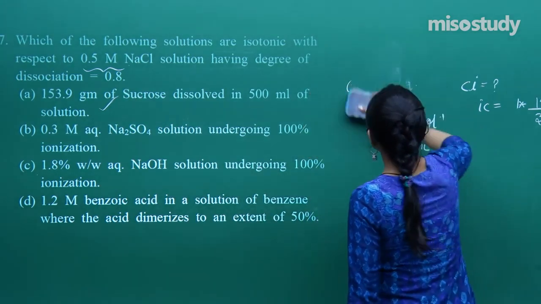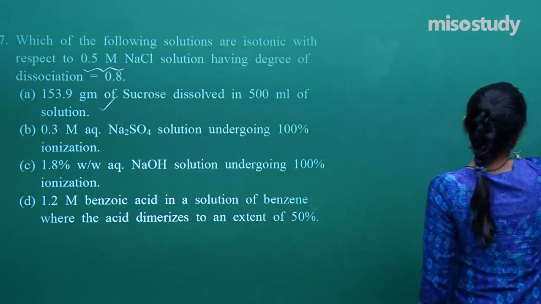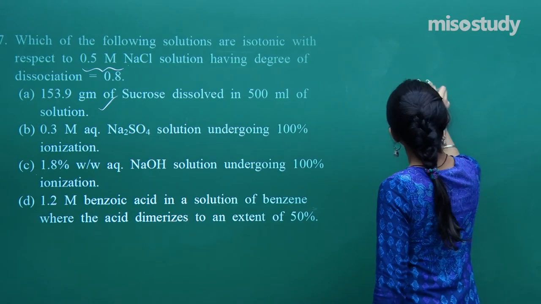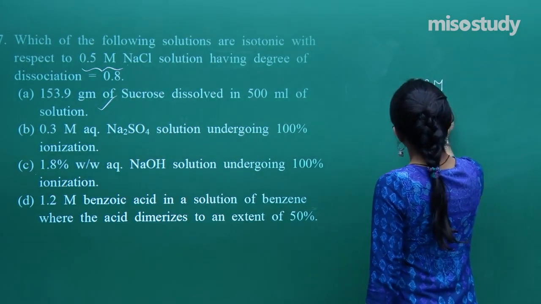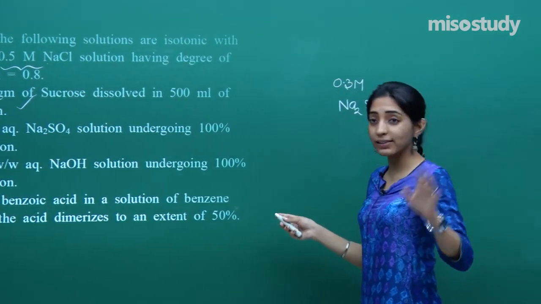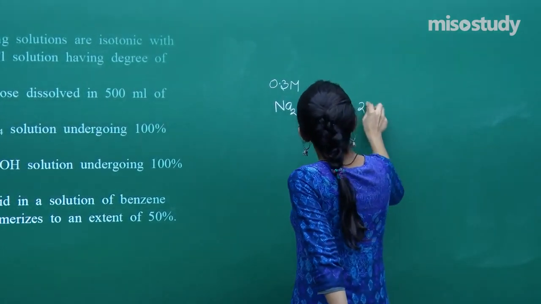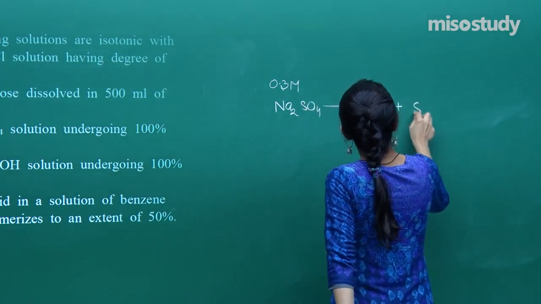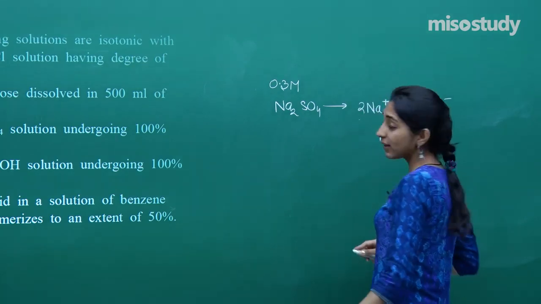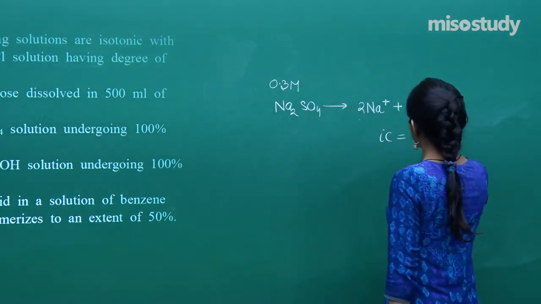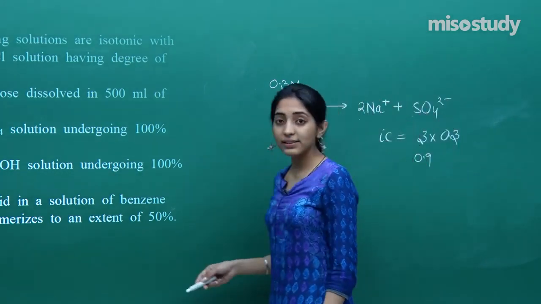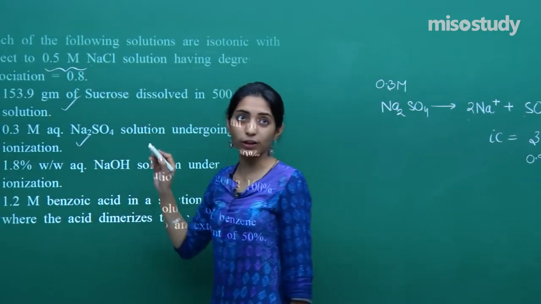The second part says 0.3 molar Na2SO4 undergoing 100% ionization. When 100% ionization is there, you will get 2 Na+ and SO4 2-. So the i value will be 2 plus 1, 3. i value is 3 into concentration 0.3. So once again, iC is 0.9. Since iC is the same, even this will be isotonic.